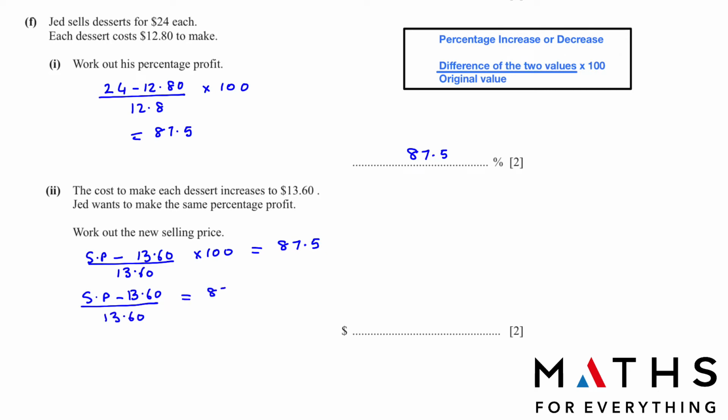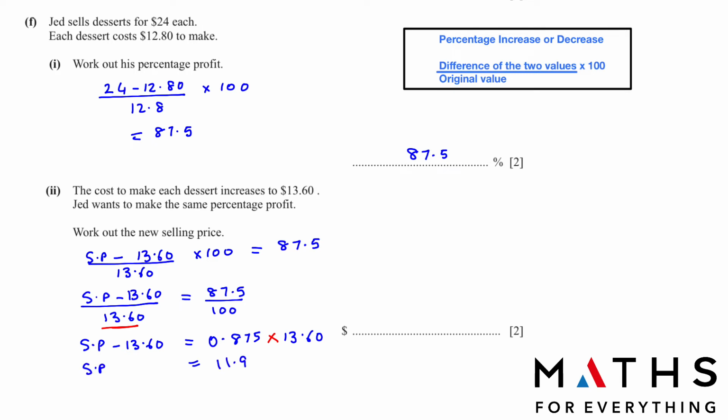Multiply by 100 when I shift it to the other side means it will be divide. So you have now selling price minus 13.60 is equal to 87.5 divided by 100, which will be 0.875. This 13.6 in the denominator, when I shift it to the other side, will become multiply, and we will get 11.9.